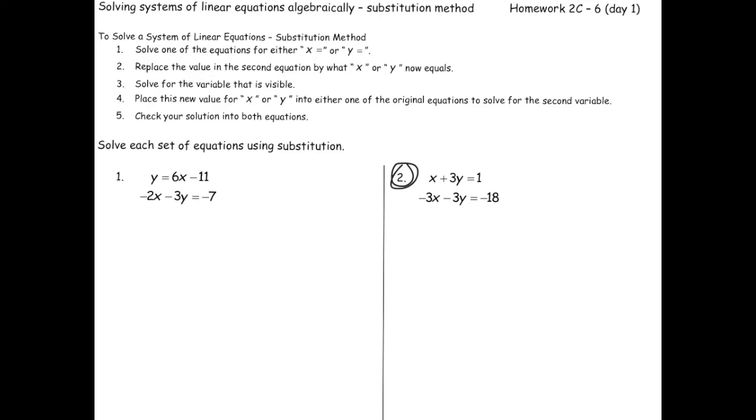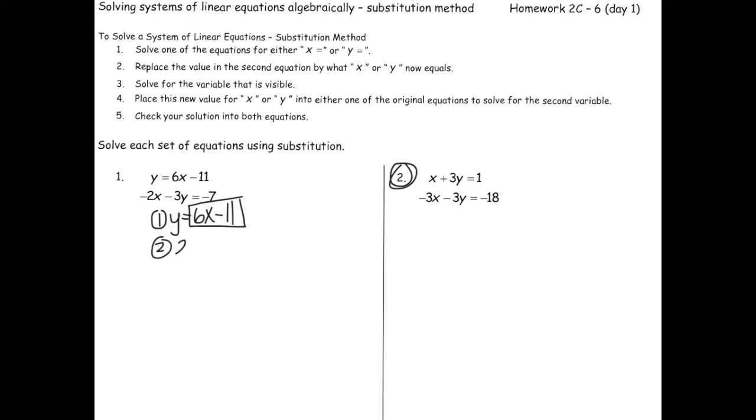So for number 1, we have a system of equations. y equals 6x minus 11 and 2x minus 3y is equal to negative 7. The first step that you're going to do is identify the easy target letter. Now, guys, this should be like a no-brainer here. y is already equal to 6x minus 11, so you're just going to use that.